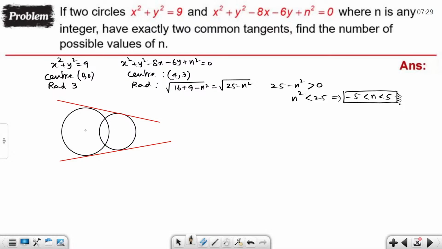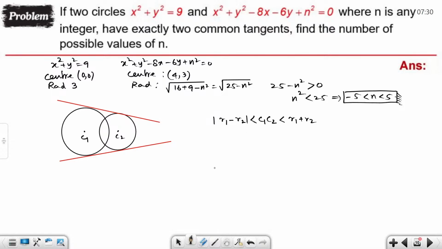Now, what is the condition? What is the condition that these 2 circles will intersect at 2 points? The condition was |R1 − R2| < C1C2 < R1 + R2. Can you remember the condition for which 2 circles will intersect each other?